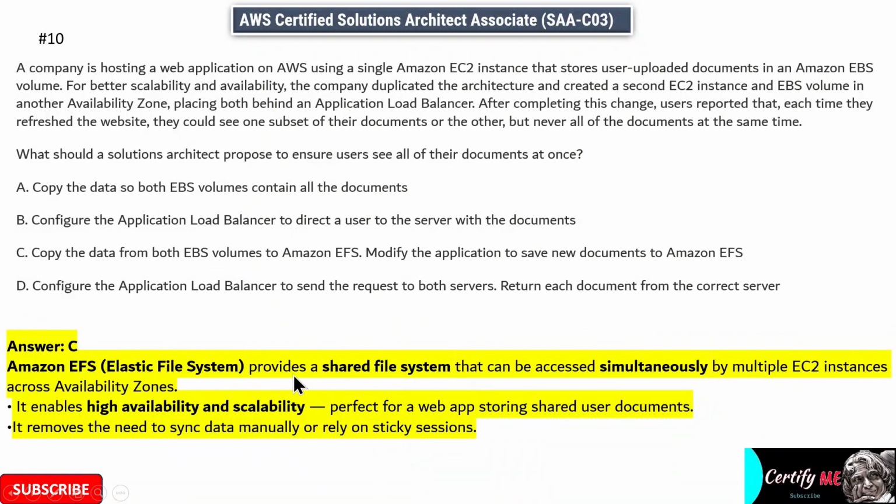Amazon EFS provides a shared file system that can be accessed simultaneously by multiple EC2 instances across Availability Zones. It enables high availability and scalability, perfect for a web app storing shared user documents. It removes the need to sync data manually or rely on sticky sessions.